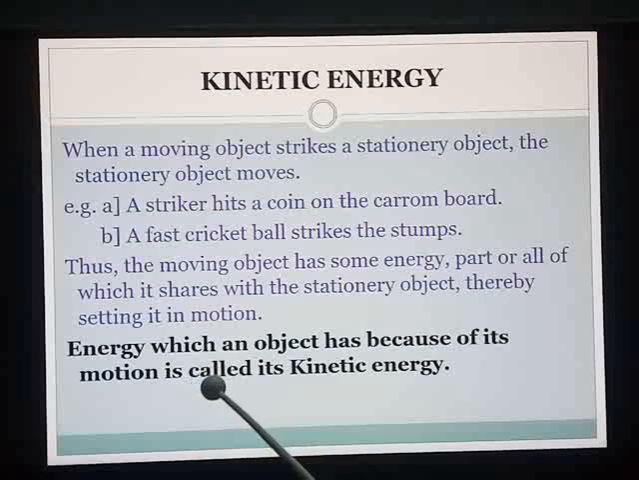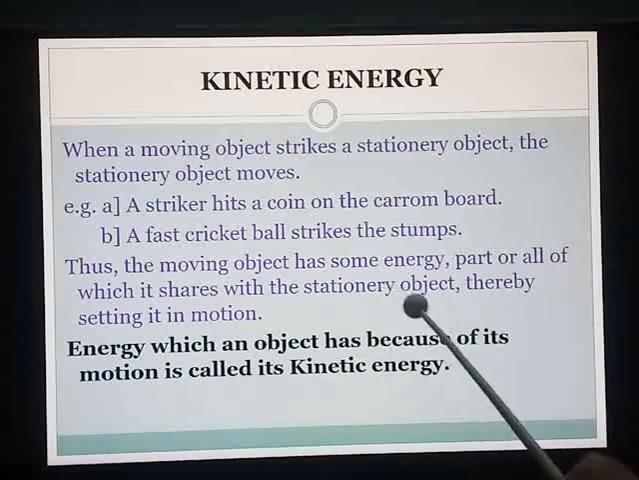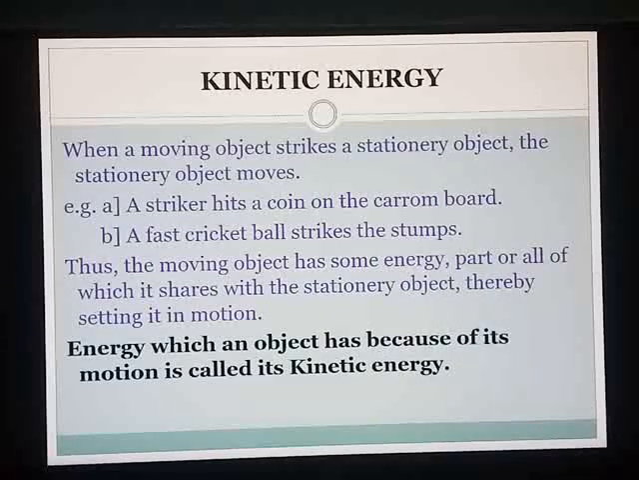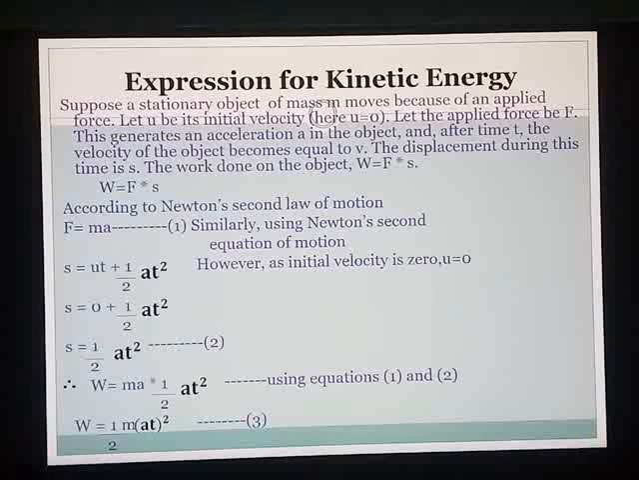So energy which an object has because of its motion is called kinetic energy. So now all of you came to know what is kinetic energy. The energy which any object possesses because of movement is called kinetic energy. Next, now we are going to see the derivation for kinetic energy.